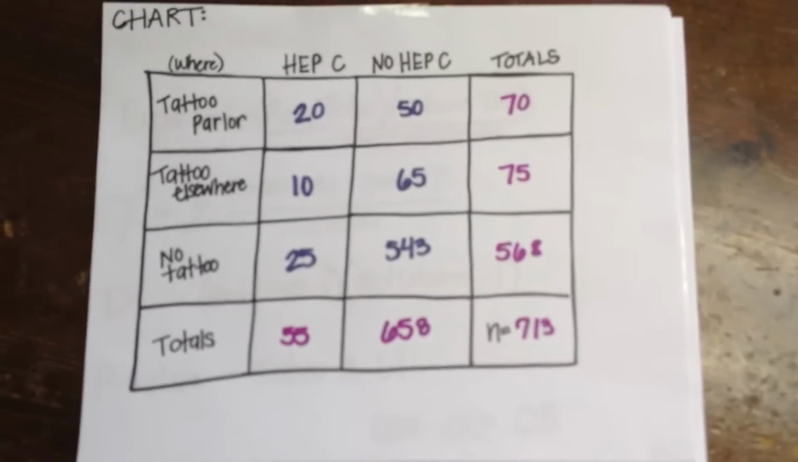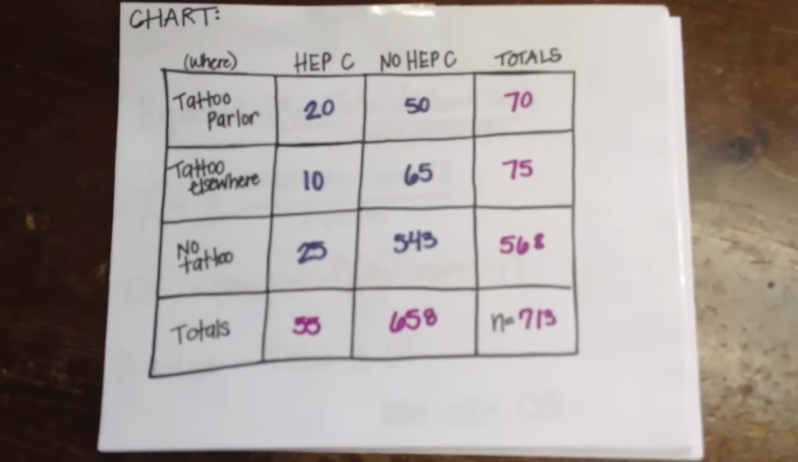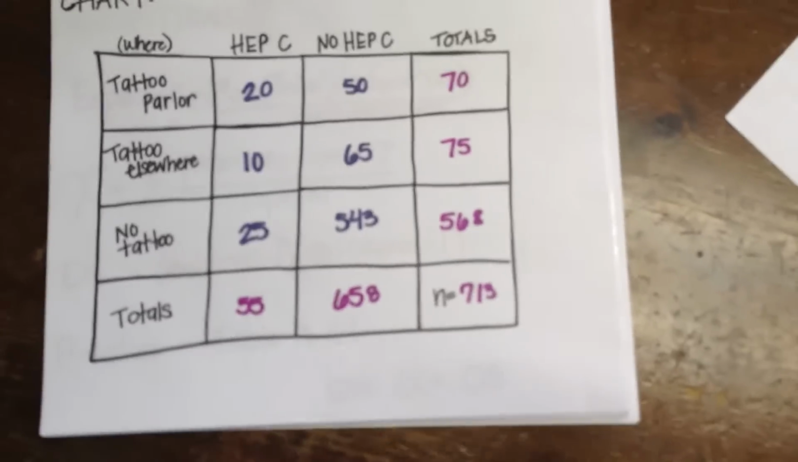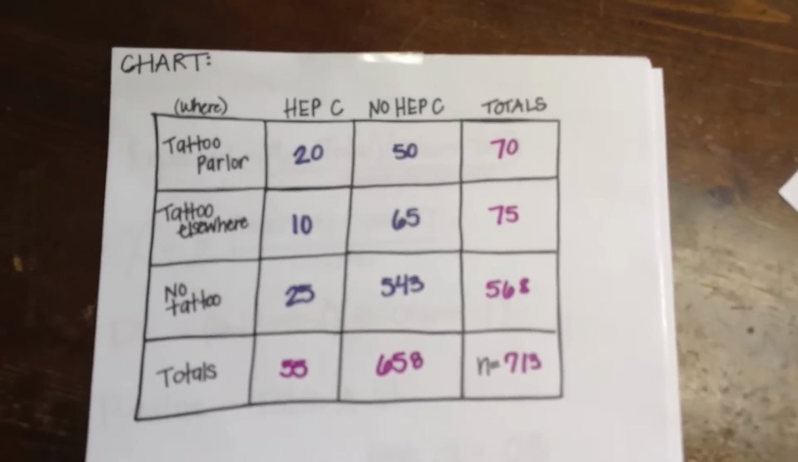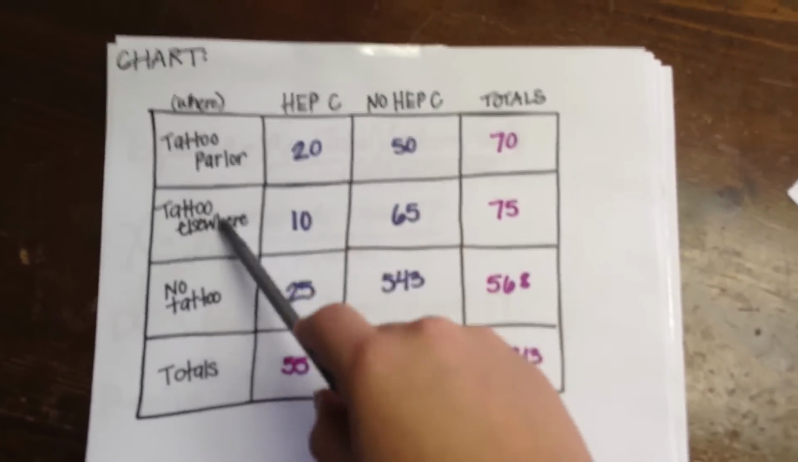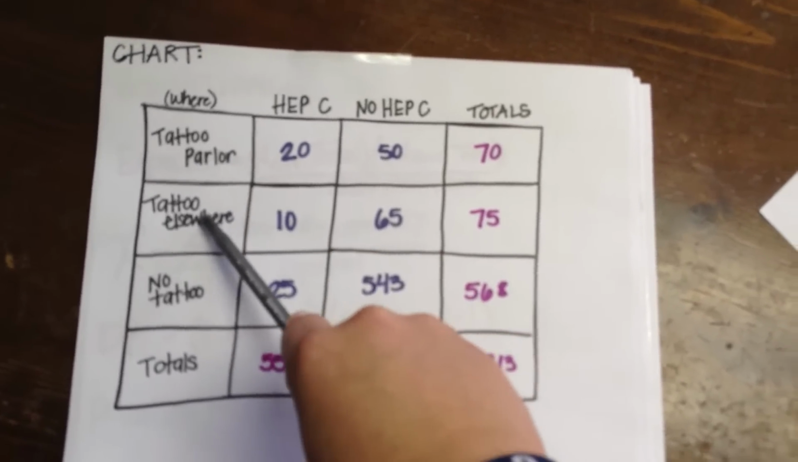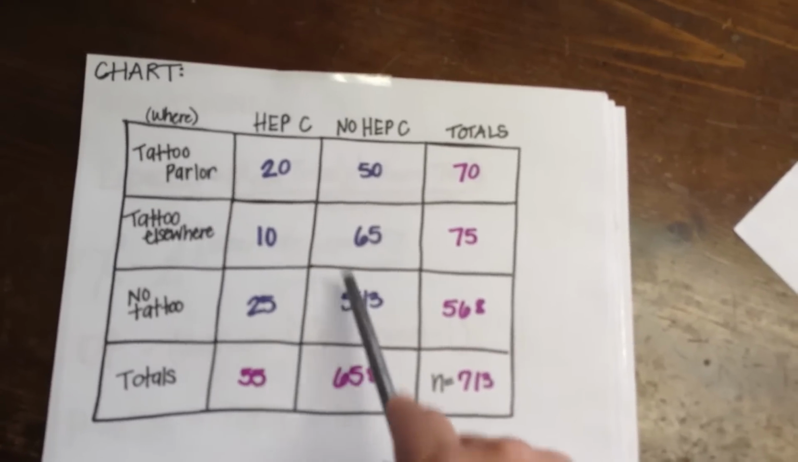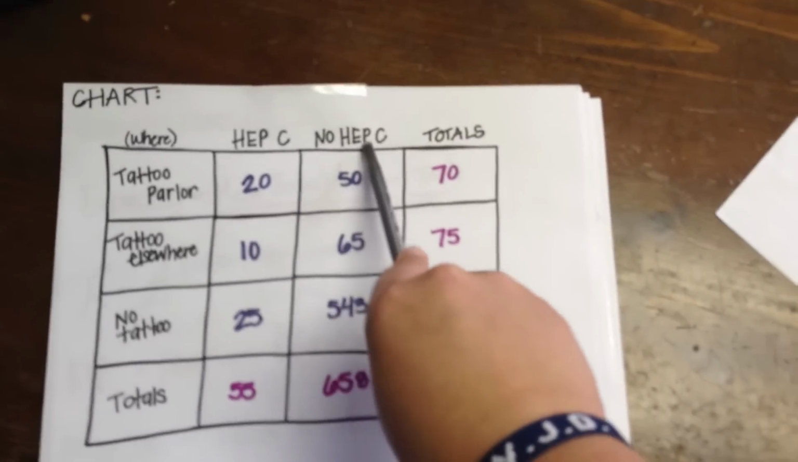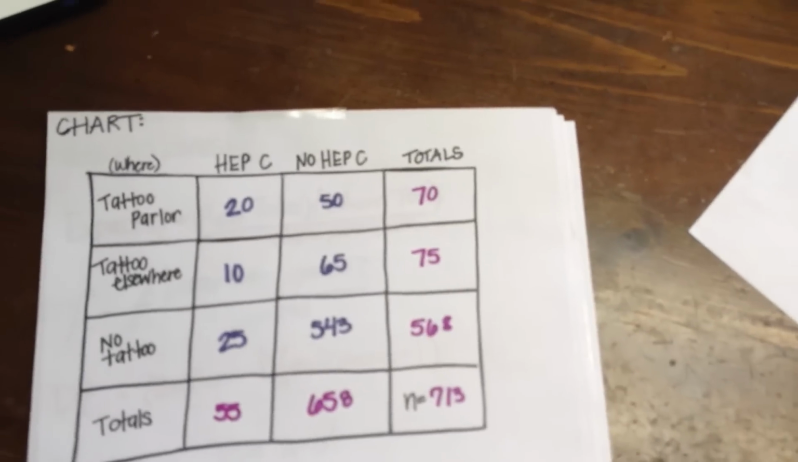In real life, we would take a survey to get this information. But in this chart, it tells us if the person has a tattoo or not, and if they got it in a parlor or somewhere else, or if they have no tattoo at all, if they have Hep C or if they have no Hep C.